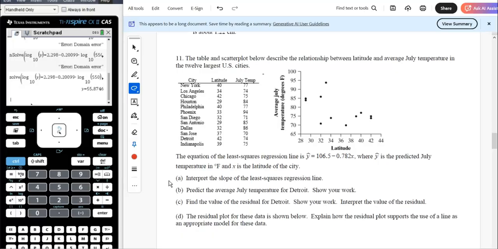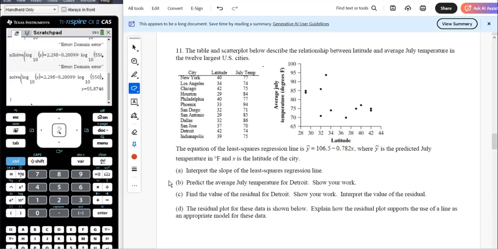The table and scatter plot below describe the relationship between latitude and average July temperatures in the 12 largest U.S. cities. Looks kind of negative there. Where y hat is predicted July temperature. Okay. Interpret the slope. So every time latitude increases by 1 degree, the average July temperature decreases by 0.782 degrees.